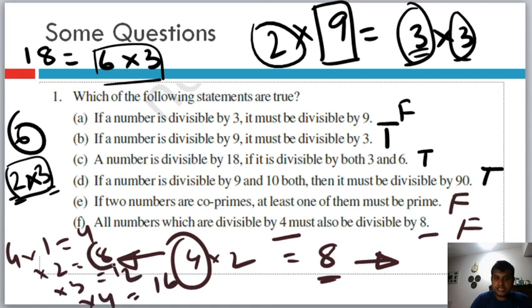So now you see that every even multiple of 4 will be divisible by 8. Why? Because 8 is an even multiple of 4. 8 is nothing but 4 into 2. And therefore every even multiple of 4 will be divisible by 8. So the statement, all numbers which are divisible by 4 must also be divisible by 8, is false.